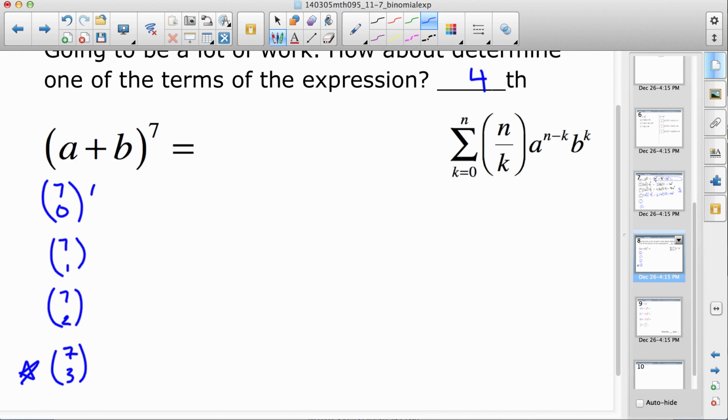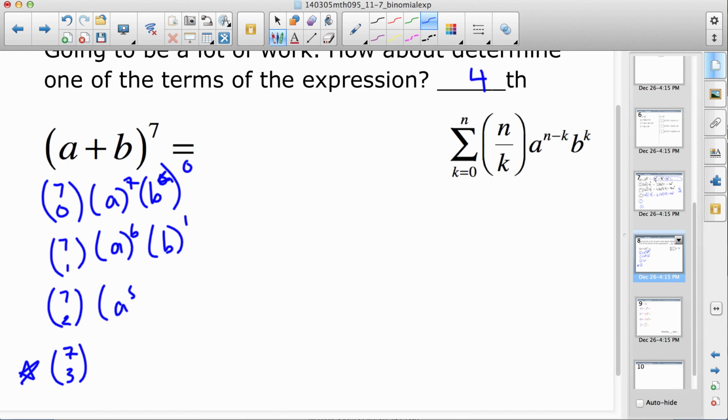So this one here would be a to the 7th, b to the 0. And then this one will be a to the 6th, and b to the 1st. I should put that 0 on the outside. And then this one would be a to the 5th, b squared. And so the term that I'm looking for is a to the 4th, and b cubed. Notice that these exponents always add up to that number there.